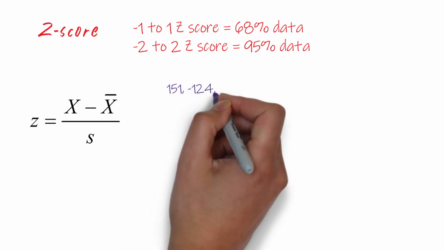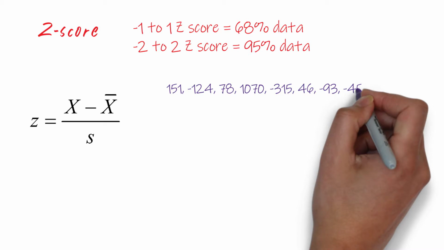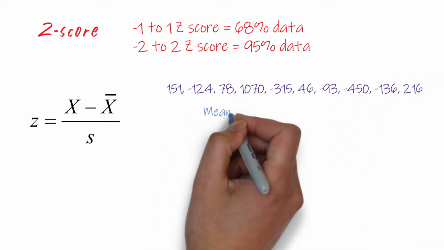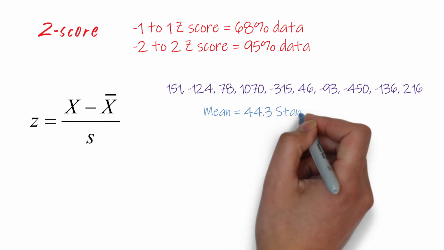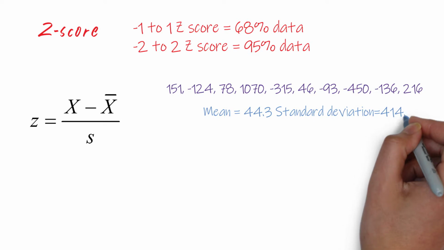So let's do a sample data set. The mean of the data set is 44.3 and the standard deviation is 414.6. Now let's begin calculating the z-score.